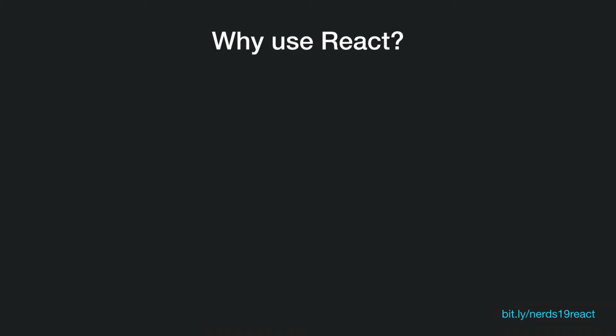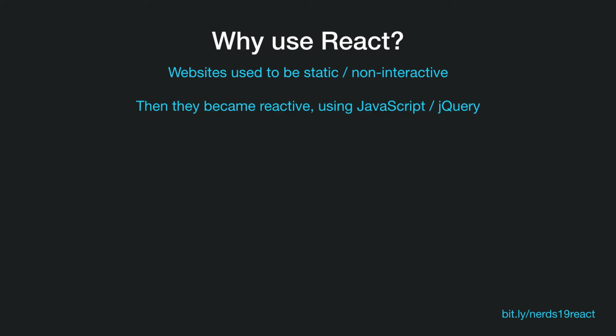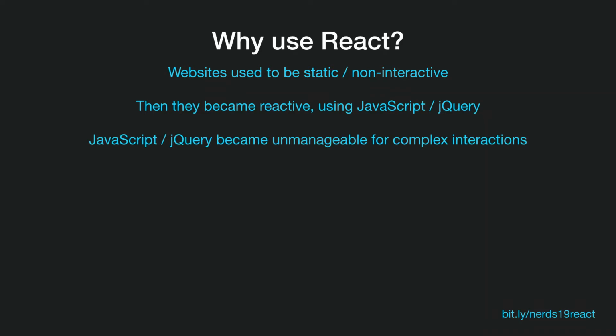So why use React? In the old days, websites used to be static. They didn't do much. They weren't interactive. Then along came JavaScript and jQuery, and you would click something and something cool would happen, or something would change, or you'd hover over something and something would change. So websites became interactive. But JavaScript or jQuery became unmanageable for complex interactions where when you click something on a page, like 10 different things happen at once or whatever. And although you can do it, it becomes unwieldy to do such things.